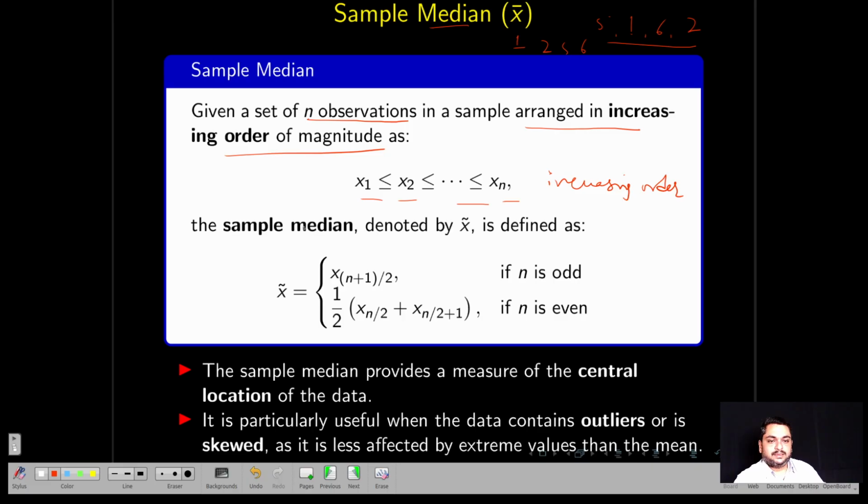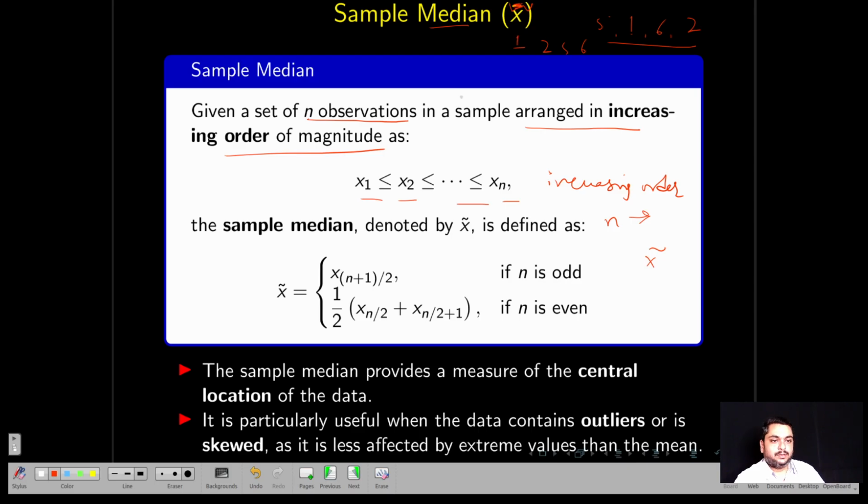In that case, the sample median is given by the x tilde symbol. X bar means average. There are two cases here. If the sample size n is even, I have a different formula, because the sample median means you are finding the middle value.